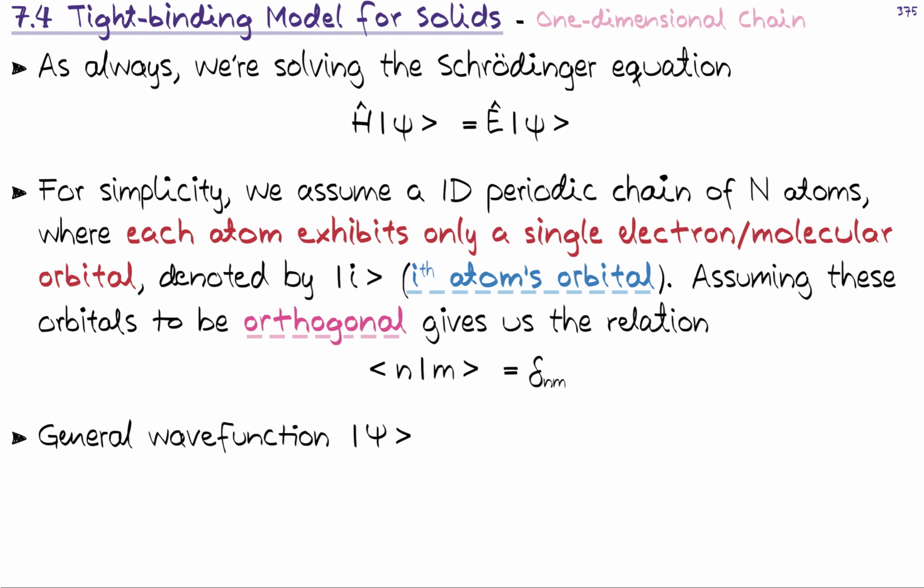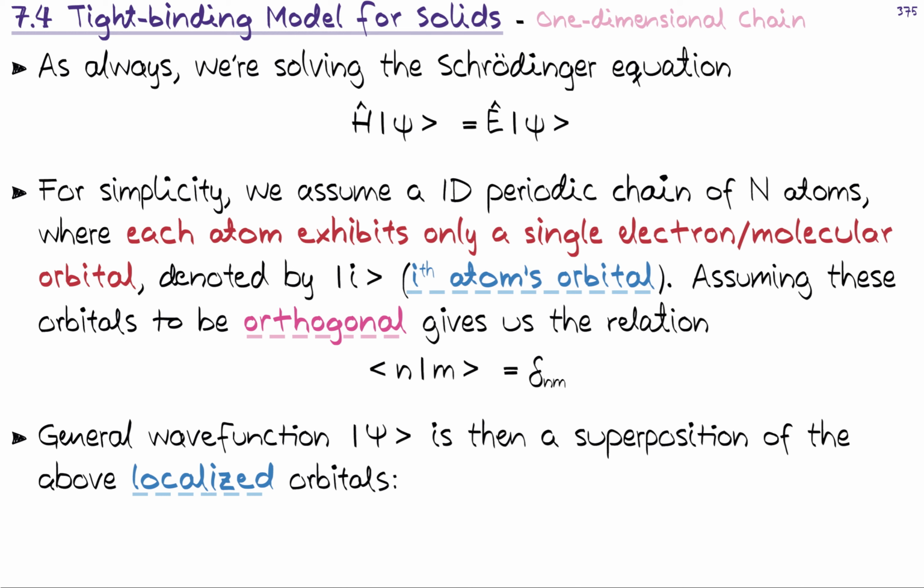In practice, we are resorting to, instead of using vectors, thinking that we have a vector in a Hilbert space, and then we can change many of the calculations into integrals, and that simplifies things. But let's get forward. So now we have a general wave function psi, that's the ket of psi, and this wave function is essentially a superposition of those above localized orbitals.